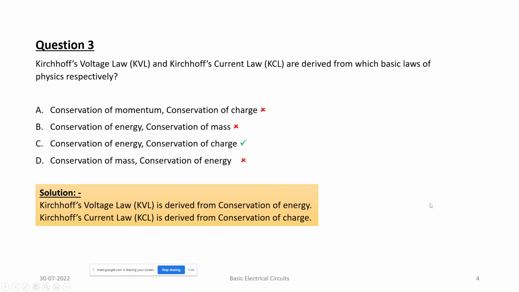Kirchhoff's voltage law and Kirchhoff's current law are derived from which basic laws of physics respectively? Kirchhoff's voltage law has been derived from conservation of energy, and Kirchhoff's current law is derived from conservation of charge. Any doubt in this one? How it has come up? No, sir.